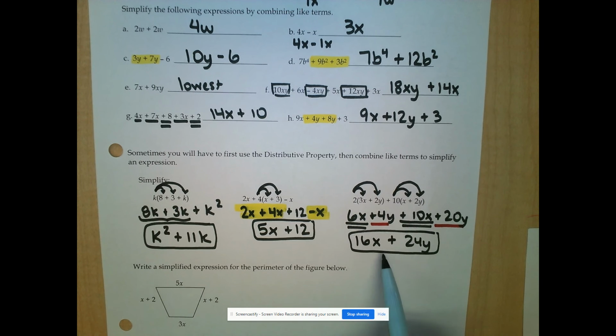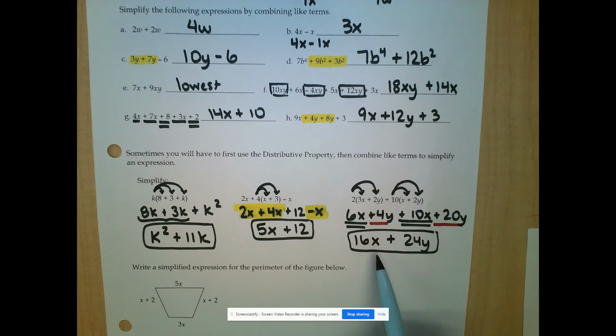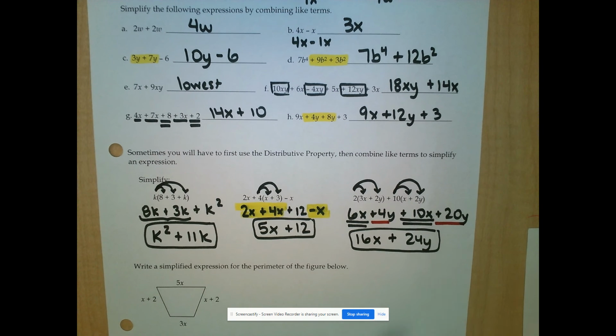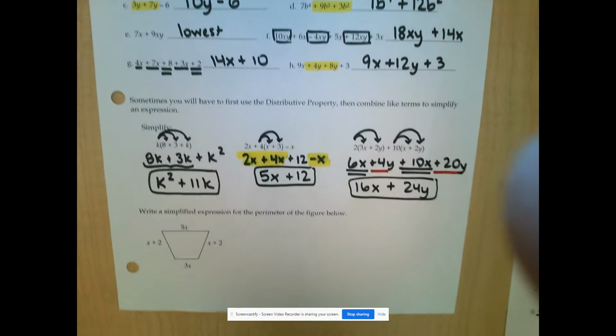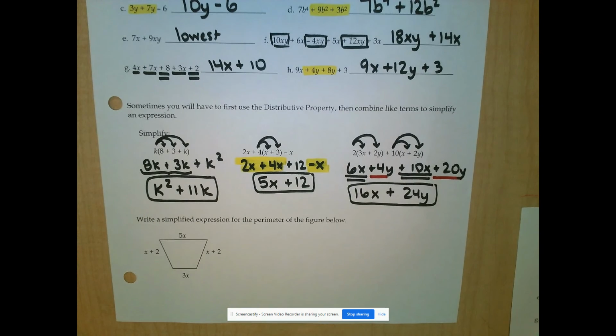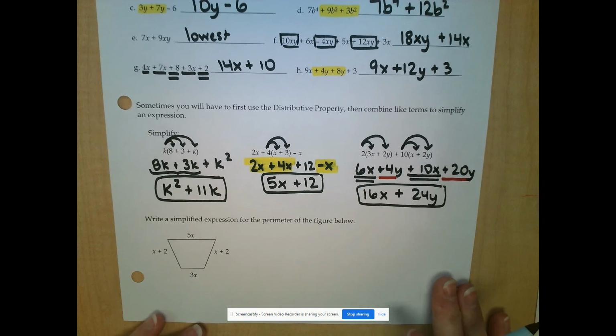Alphabetical order is the next backup if you have different variables. So you'll notice I've got my x's in front of my y's, but really I would have taken 24y plus 16x as well. Last but not least is a perimeter question, and perimeter questions often involve simplifying.